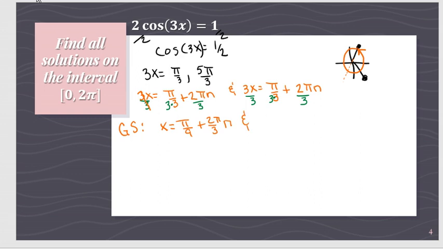And x equals pi over 9. That shouldn't have been another pi over 3. That should have been a 5 pi over 3. I just caught it. I should have used this one right there. So 5 pi over 3, 5 pi over 9. My gosh, I multiplied by 3 on the bottom, plus 2 pi over 3n.